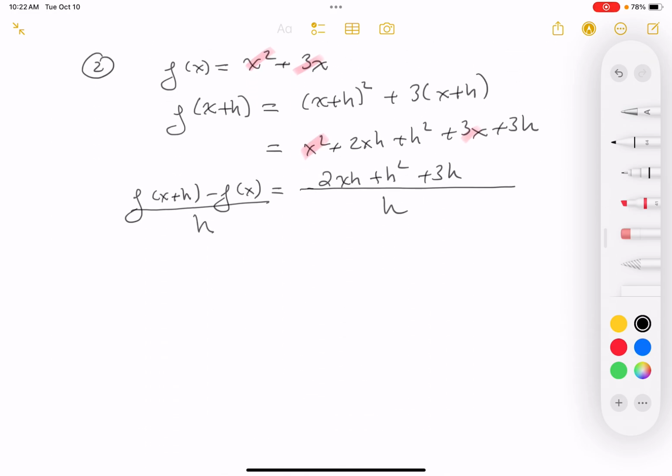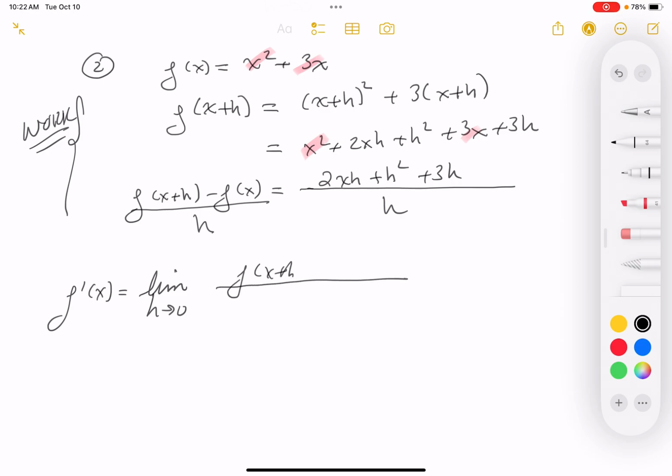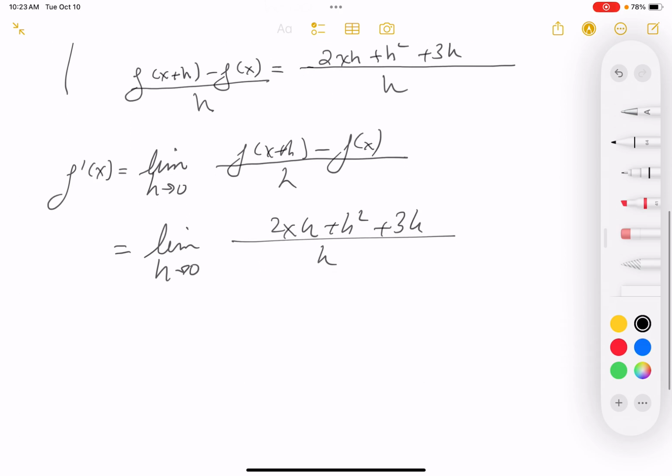What do I have to do now? Write this down. So f prime of x equals the limit as h goes to 0 of f of x plus h minus f of x over h. Again, this is preliminary work over here. Well, we just did that. Limit h goes to 0 of 2xh plus h squared plus 3h over h. Now, as h goes to 0, it's not going to touch 0, so I can divide through by h without issue. So what do you get? Limit h goes to 0 of 2x plus h plus 3.